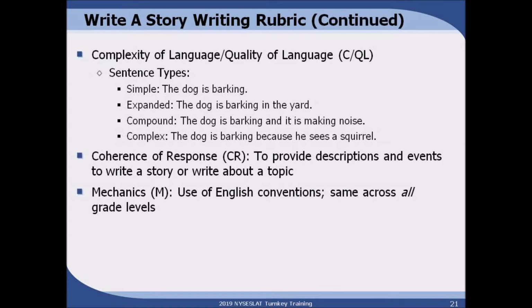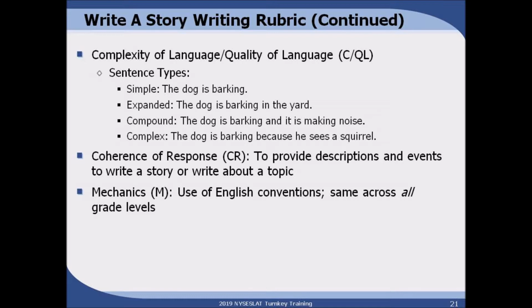Let's review the 3 dimensions of the rubric. The first is complexity quality of language. This refers to the forms of language used by the student, the words, phrases, and sentence structures. For example, a simple sentence contains primarily a subject and a verb.